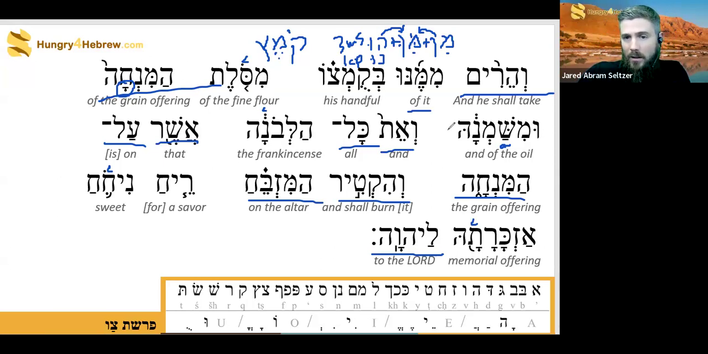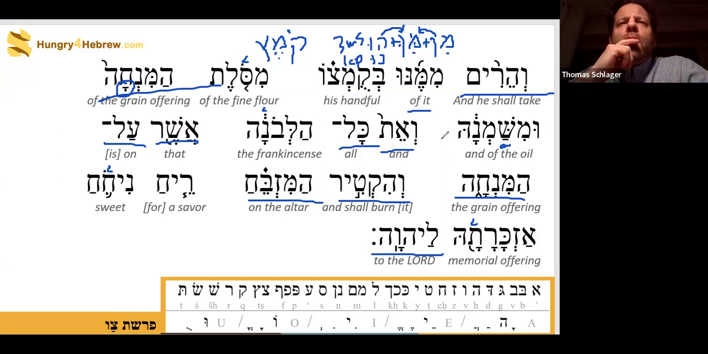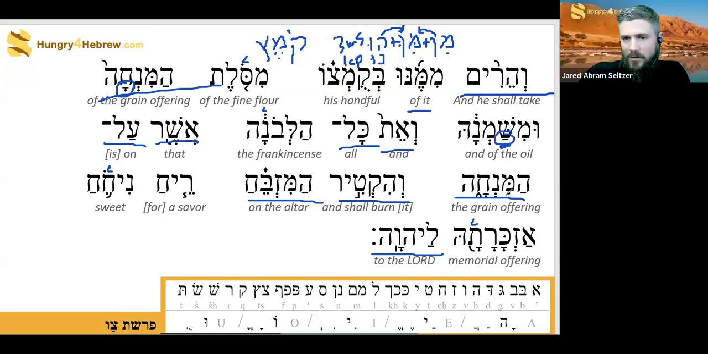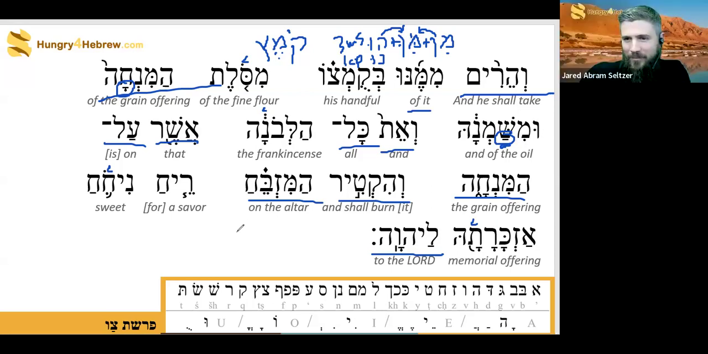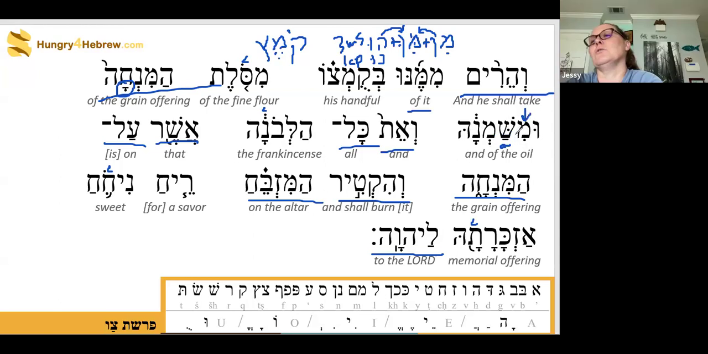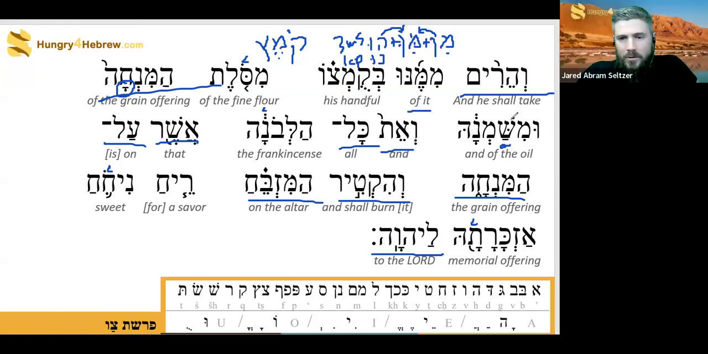umishamnah. What's the root of mishamnah? Shemen. Shemen, of course. Why is there a patach? Because it's original, right? Melech turns into malko. Shemen turns into shamna. Umishamna. And how do I know that's the word from? Because the dagesh is in the shin. You all are too smart.